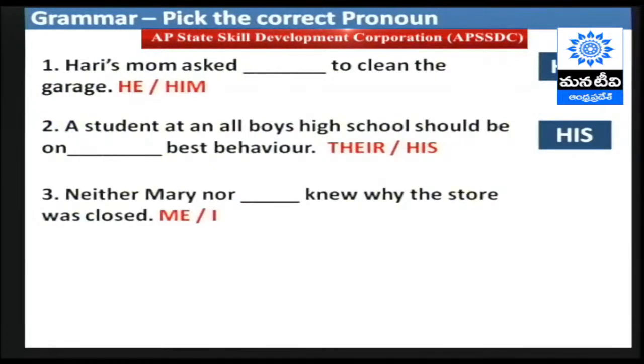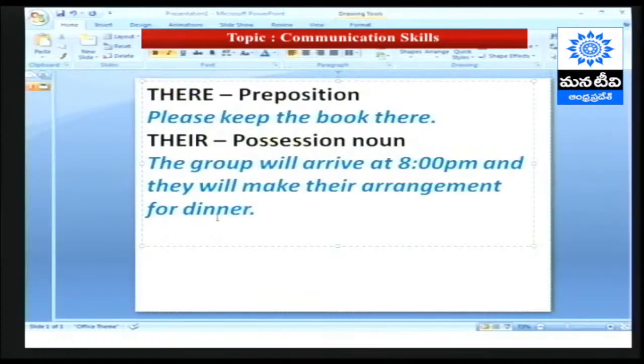Neither Mary nor ___ knew why the store was closed. Now whenever you have neither Mary, it should be nor I. Now here is an important element which you need to understand. In case I am talking about more than one person, that includes me as well. So I as a first person.